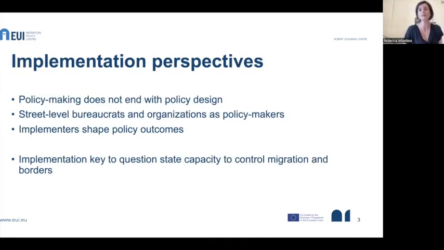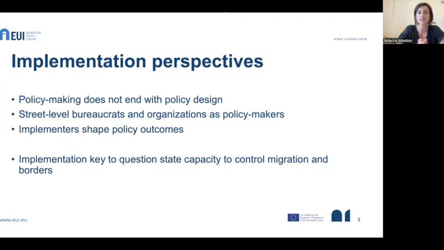So the implementation perspective is in general, also beyond the migration research, a perspective that looks at policymaking on the ground, that considers policymaking to be ubiquitous, so that policies are made not just when they are formulated, when they are written into laws or text, when they are decided at the level of the policy design. But policymaking happens also and especially when policies are put into action. So those who actually put policies into practice, that a certain kind of literature calls street-level bureaucrats and street-level organizations, can be considered policymakers, because they make decisions about policies, and also because they shape policy outcomes even more than policy design.